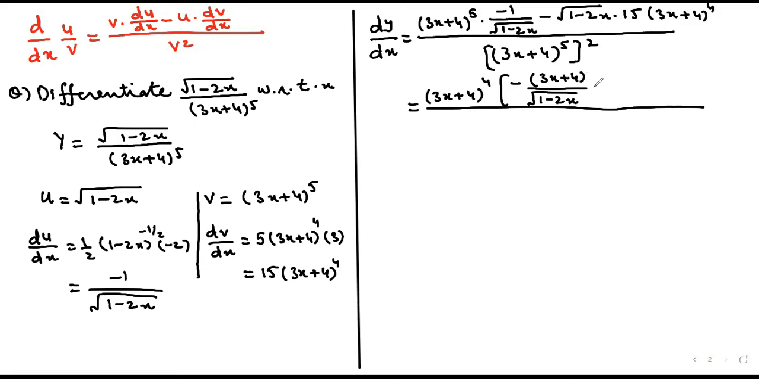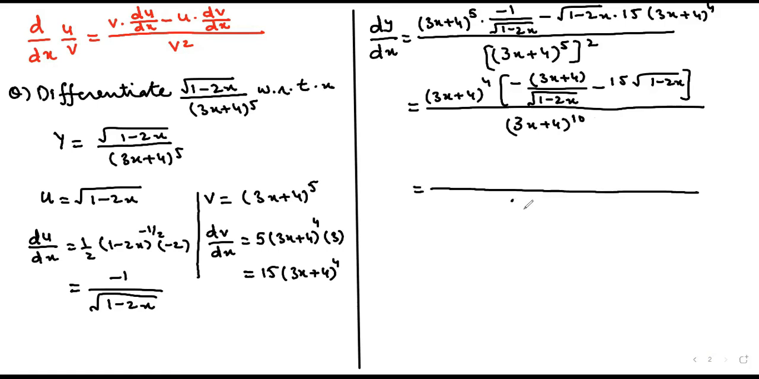Now, minus 15 under root (1 − 2x). In the numerator, there is (3x + 4) power 10. We will cancel out the power (3x + 4) with power 10 in the denominator, and in the denominator there will be only (3x + 4) power 6.